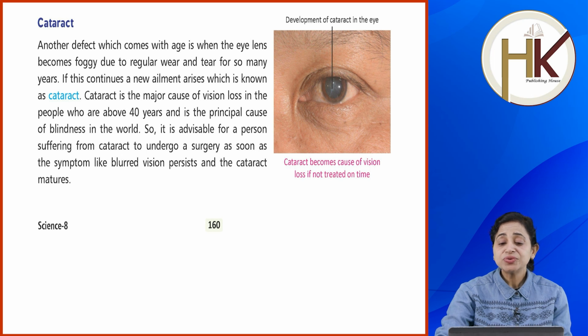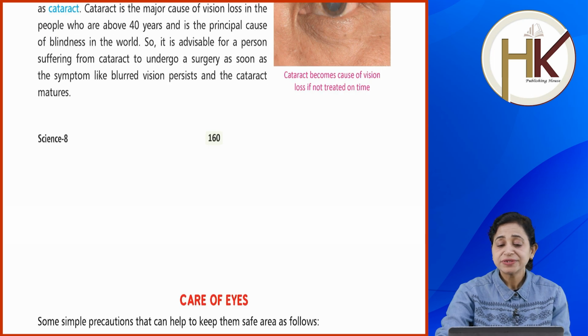Cataract is a major cause of vision loss in people above 40 years and is the principal cause of blindness in the world. So, it is advisable for a person suffering from cataract to undergo surgery as soon as symptoms like blurred vision persist and the cataract matures.